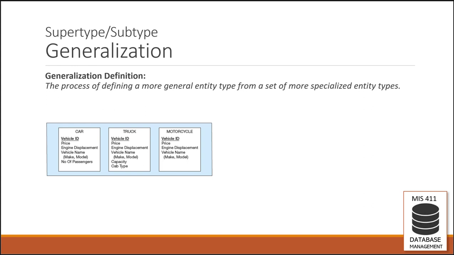In this situation, you have some entities and you realize there's a lot of commonality between them. And you say, hey, maybe these are subtypes. We can come up with a common supertype. So here's the example. Let's say that you came up with the entities car, truck, and motorcycle, right? And then on review, you realize, hey, they all have a vehicle ID, they all have a price, they all have an engine displacement, and they all have a vehicle name.